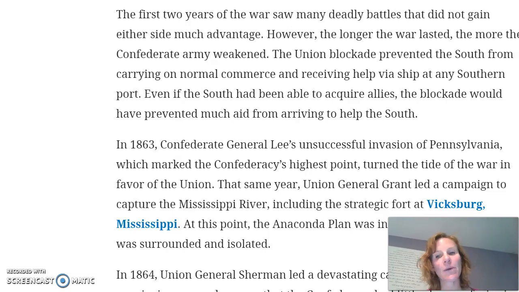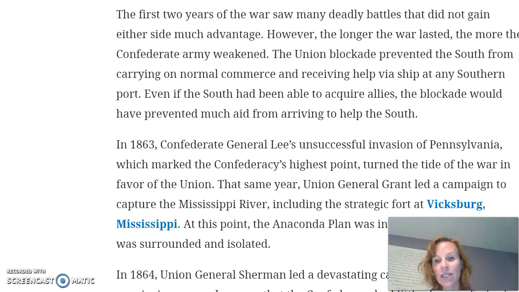Okay, so in the first couple years of the Civil War, nobody was really at an advantage. Nobody was really winning. But the longer the war went on, the Union, or the North, gained power, and the Confederate, or the South, actually began to weaken. So that blockade that the Union states put on at the beginning of the Civil War, not allowing ships to get into the southern ports, began to really, really hurt the South.